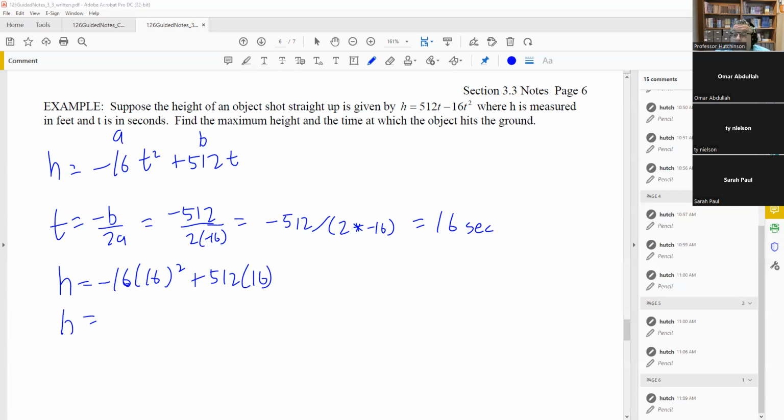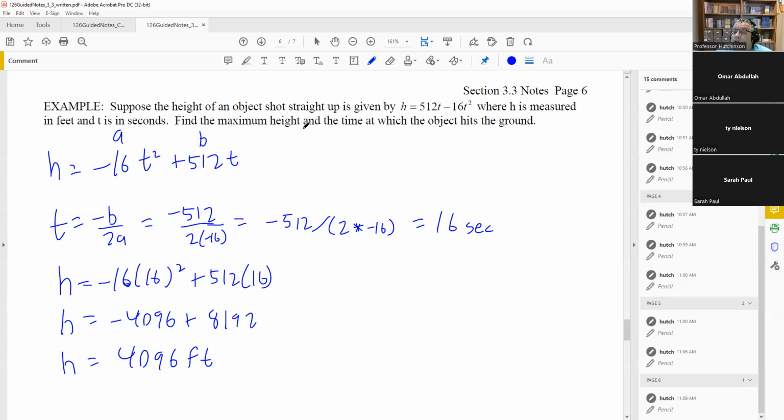And so for this first part, we get negative 4,096. And then 512 times 16, we're going to get 8,192. If you combine this together and subtract, your answer is 4,096. So 4,096 feet, that is the maximum height. That answers the first question.